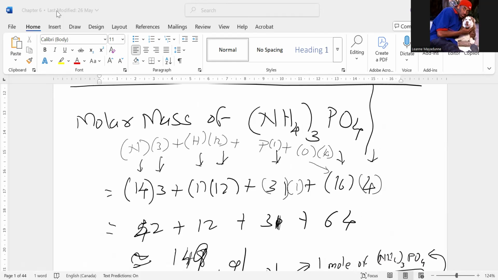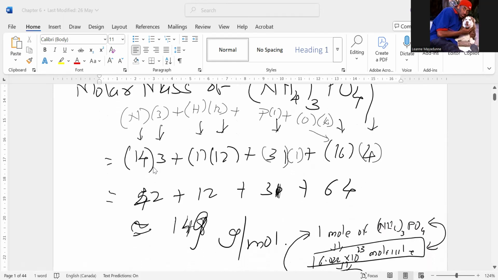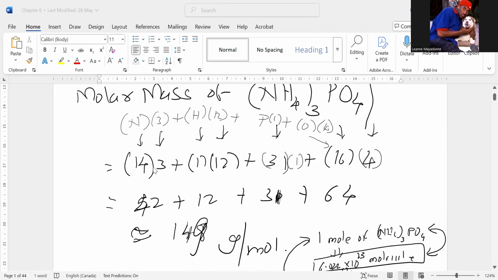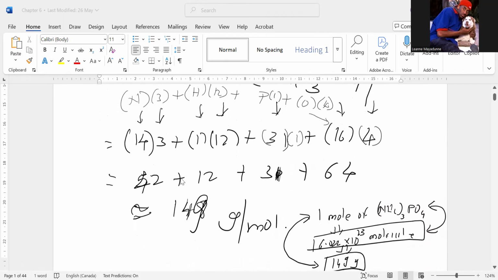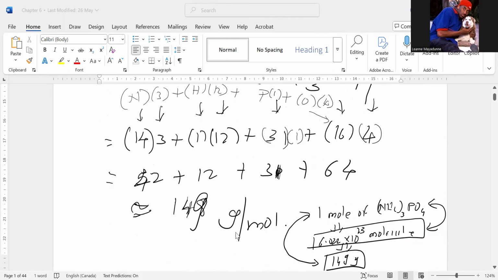That's good. Now let me make you understand the meaning of that. When you weigh 149 grams of ammonium phosphate, you are actually weighing 1 mole of compound. That means you have 6.022 times 10 raised to 23 molecules.